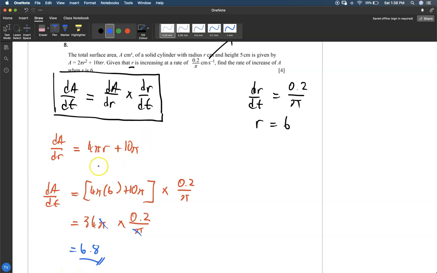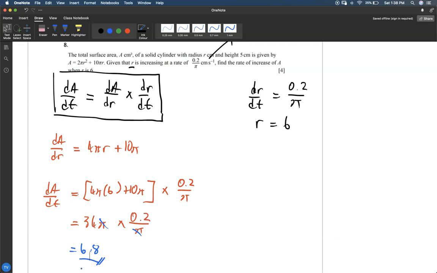If you have at any point substituted this with 3.142, you're not going to get this answer. You're going to get something slightly different, so we don't want that. We want it to be as accurate as possible, so keep it until the very end. So that's basically it for differentiation.